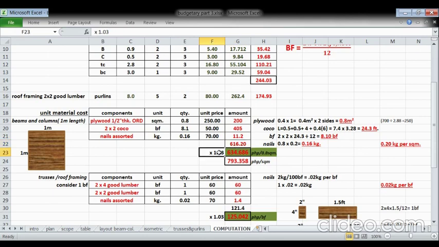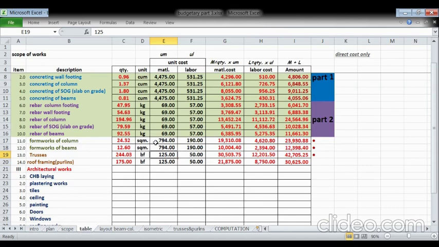So, this times this, we have this. This is only good for PHP per 0.8 square meter. So divide this by 0.8. The answer now is 793. So put this on the table. It's now 794. Okay. That's the correction. So everything now is being corrected.